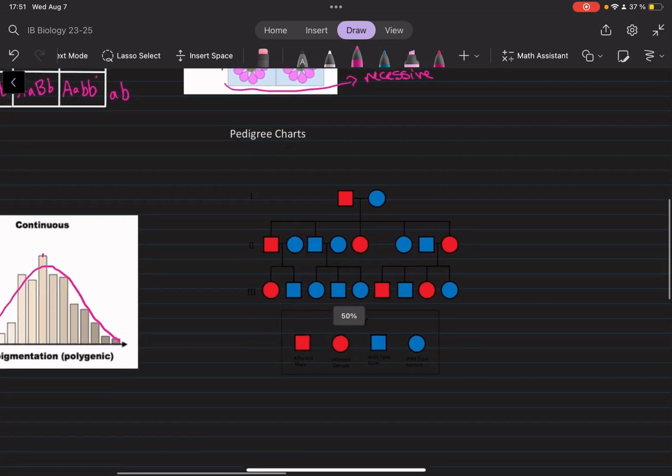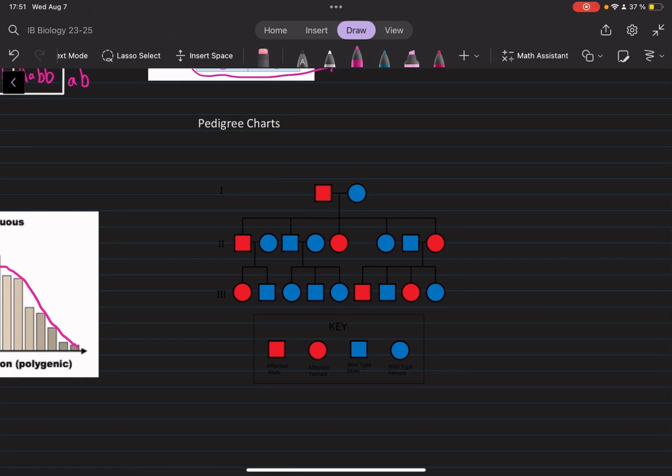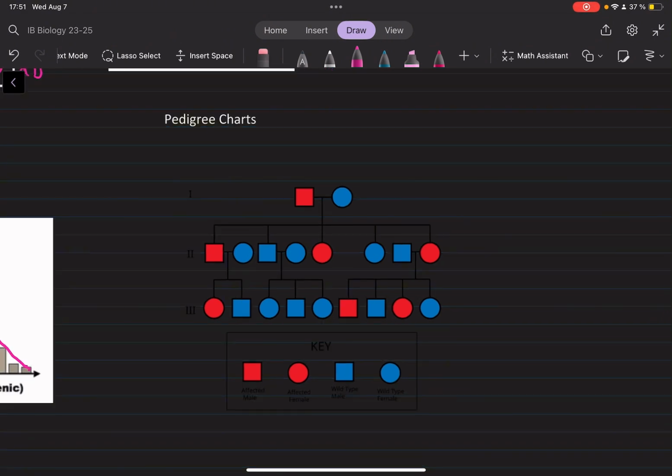The last thing about inheritance that we need to know is pedigree charts. Pedigree charts essentially show you how the traits are passed down from every generation, to show you if it's a recessive trait, if it's a dominant trait, if it's a sex-linked trait, not trade. For example, in this one, the red ones are the affected people and the blue ones are the non-affected people. I think what we can tell from this pedigree chart is that the gene is recessive.